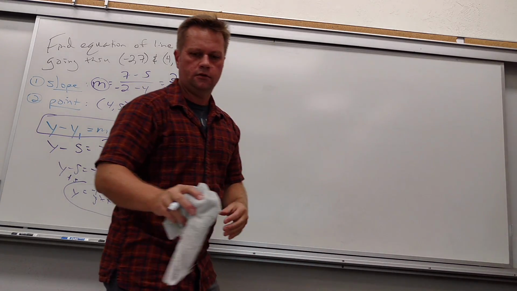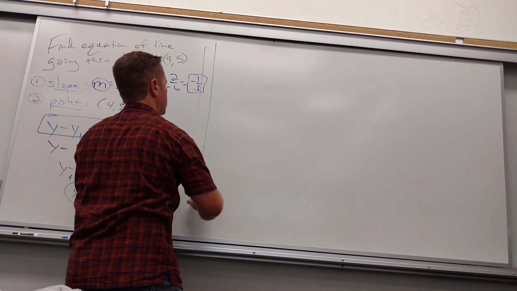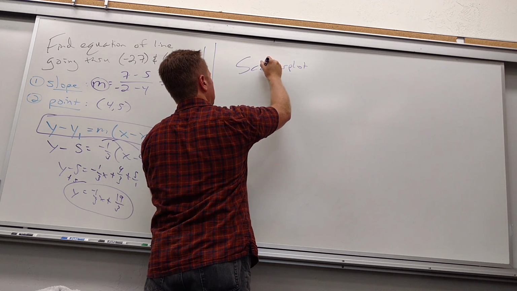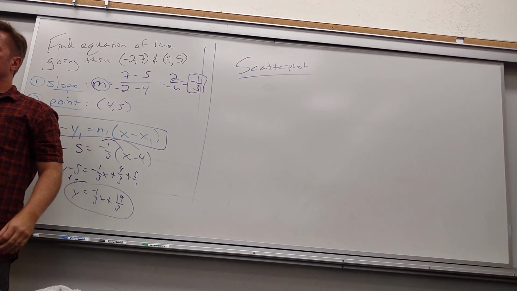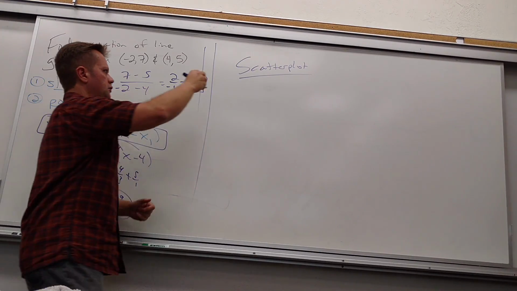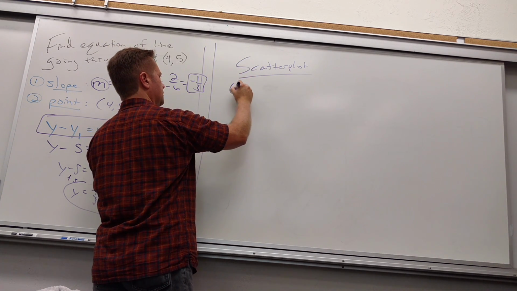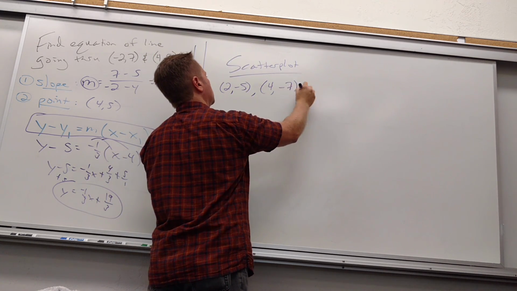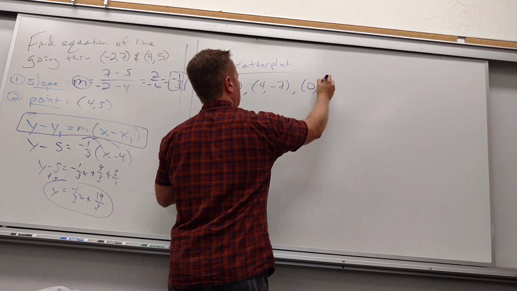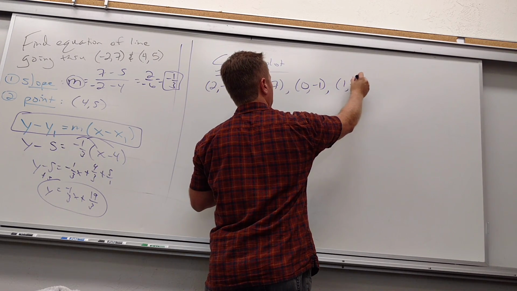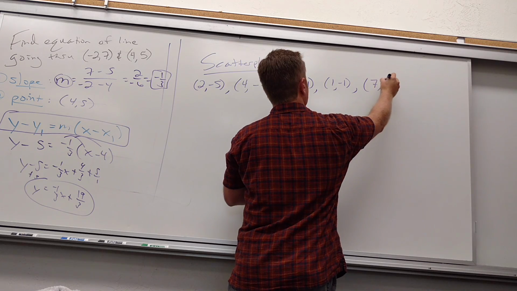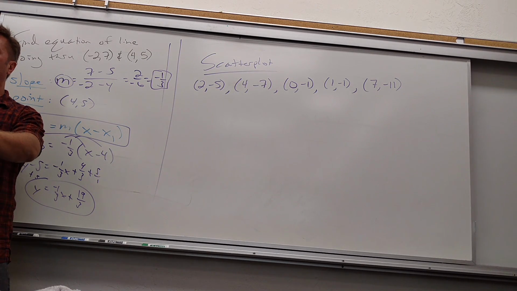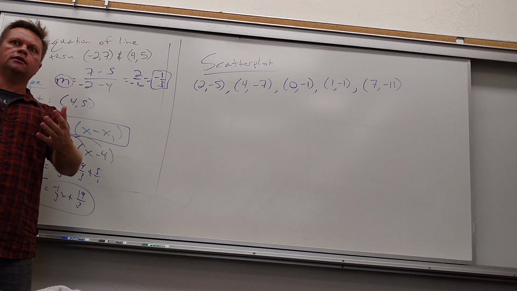Let's see. Now I want to get into something. Let me define a few terms they use in this section. Something called scatter plot. So here's how to do a scatter plot. They're going to give me a bunch of points. So a scatter plot is just plotting all those points. It's almost too nice to believe. So the word scatter plot just means plot a bunch of points.